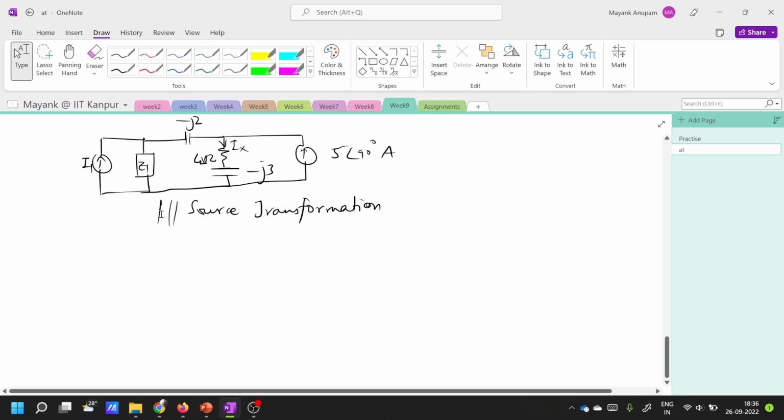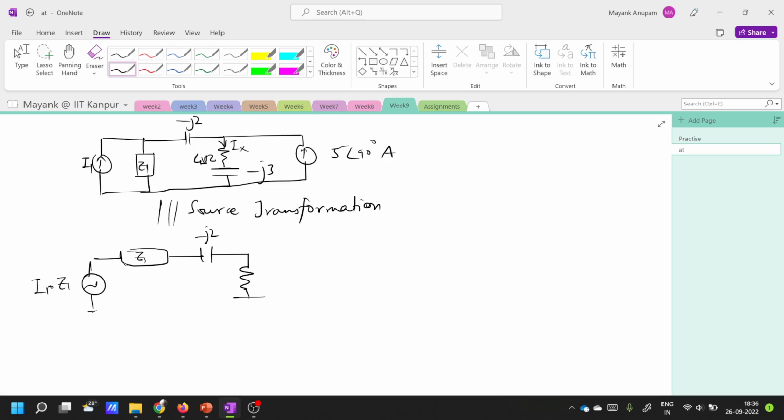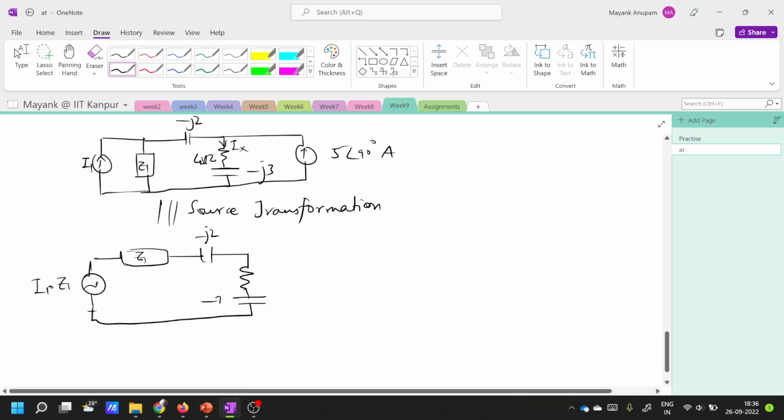Source transformation again will give what? So we will get a voltage source here. Its value will be what? I1 times Z1. We will get a Z1 impedance here. We will get this minus j2 in series with this, then we will get a 4 ohm here and a minus 3j. Fine, minus 3j, this is 4, and this was the current Ix.